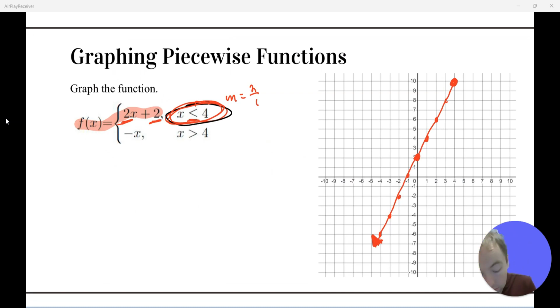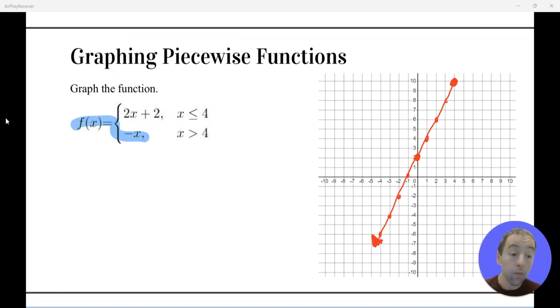So that graphs the first piece of our function, and then the other piece of our function is to graph f of x equals negative x. So just graph it like you normally would graph a line. It's going to start at 0, 0, because you can think of it as being negative x plus 0, right? And then it has to have a negative 1 slope, which then means that the graph of your function is going to look like this, okay?